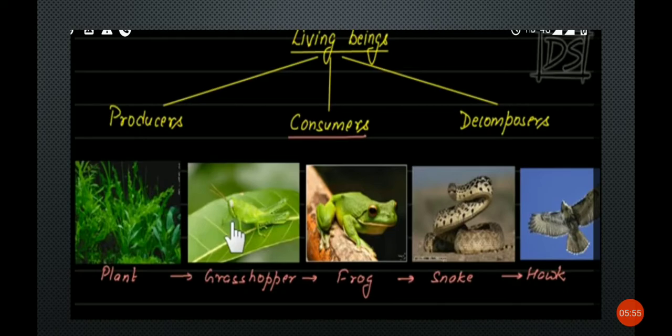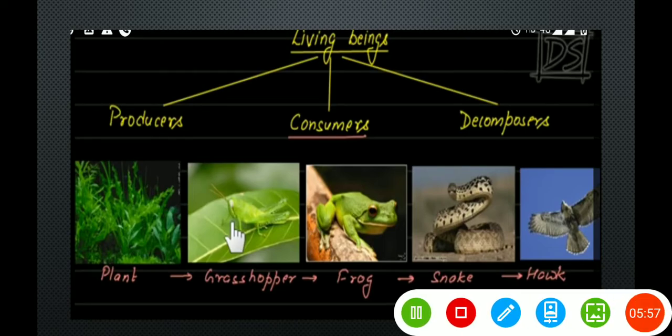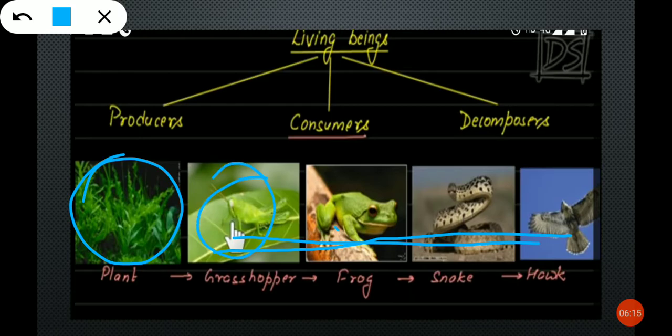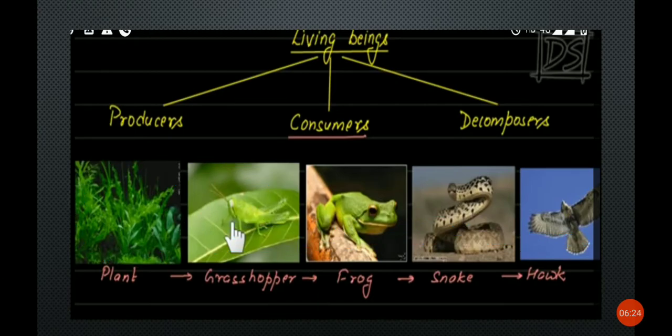Now you can observe in this picture, this is the only producer, and these are all consumers. It may be herbivore or carnivore or omnivore also. Because this is herbivore, right? And these three are carnivores, but these four are consumers. Yes. I hope you got it. Next, we'll move forward.